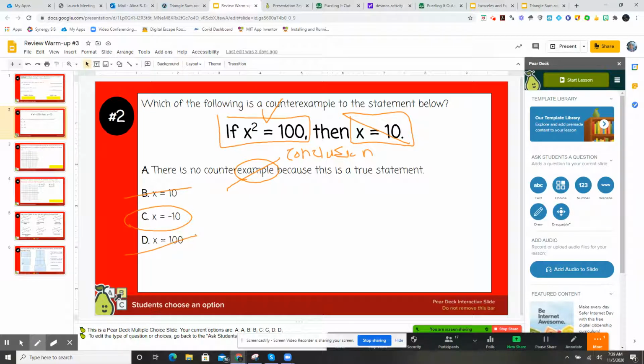100 is not a counter example because 100 squared is 10,000. But negative 10 squared, negative 10 times negative 10 equals positive 100. That makes this true. So that's my answer. Okay. Getting better and better at those.